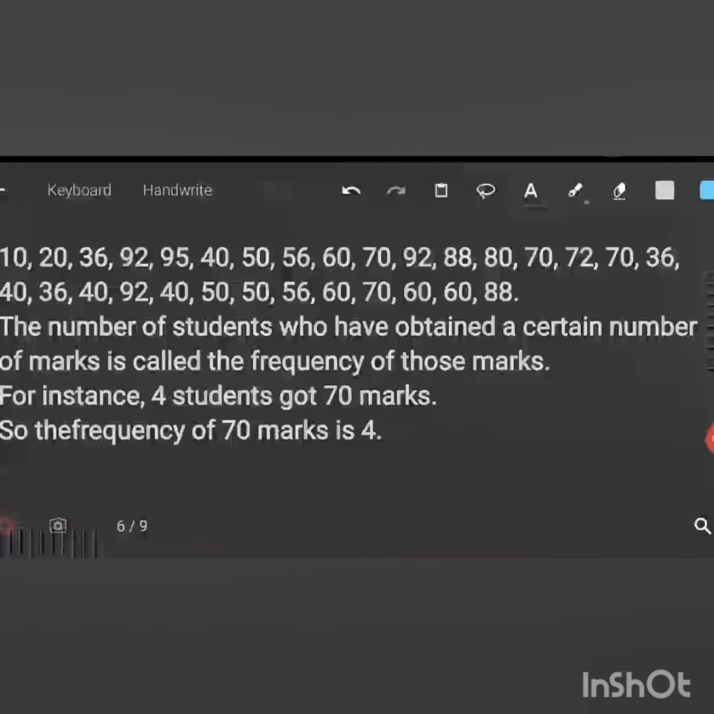Now the number of students who have obtained a certain number of marks is called the frequency of those marks. We have to understand the word frequency here. If you observe in the given problem, for instance 4 students got 70 marks, so the frequency of 70 is 4. That indicates the number of students who got 70 marks is 4.